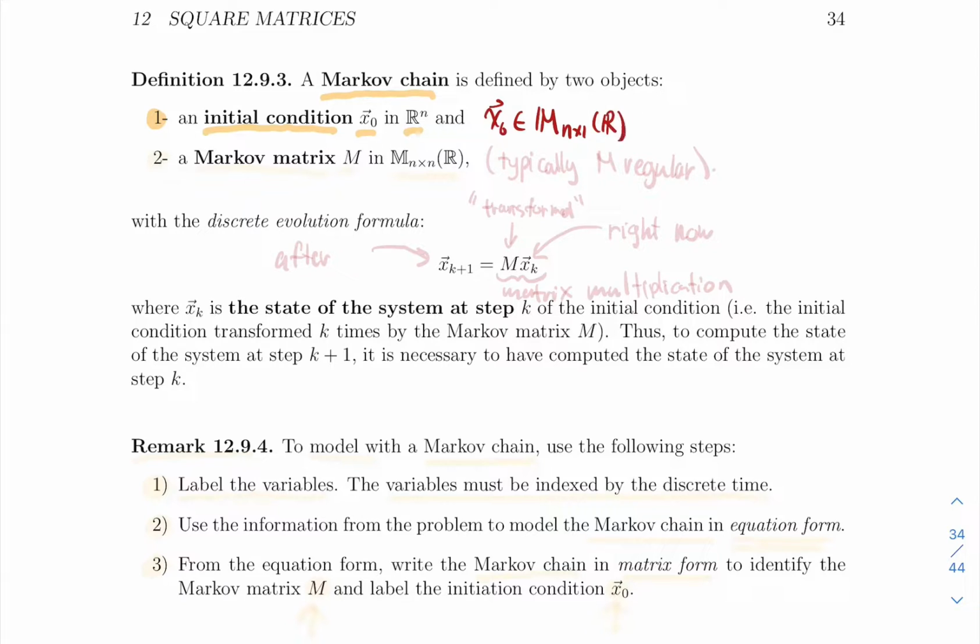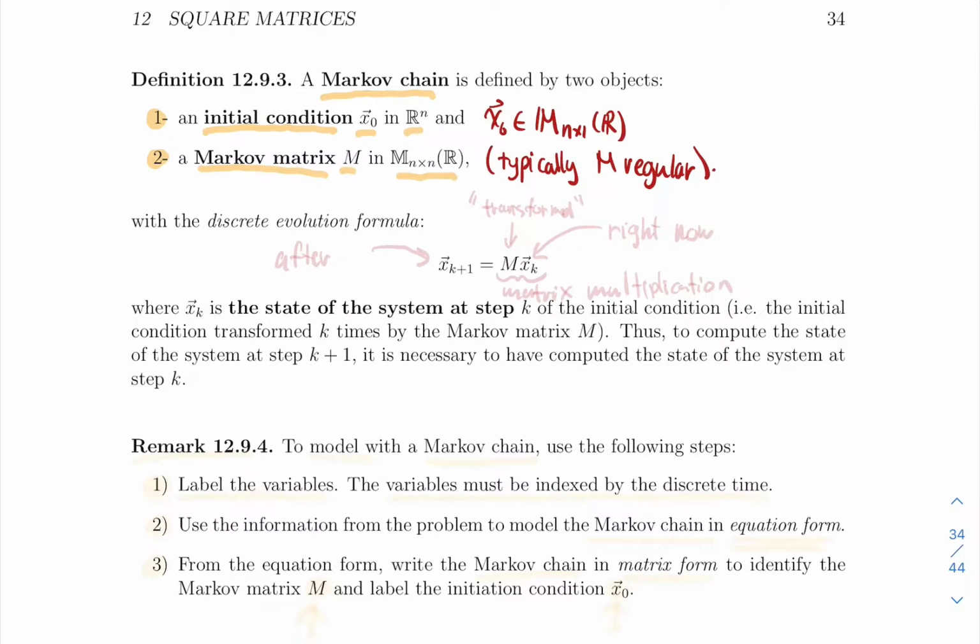one column. And the next thing that defines mathematically a Markov chain, probably the most important part, is the Markov matrix M, which is an n by n matrix if you have n variables, using the definition that we just introduced in the first part. On top of it, for most examples, typically the Markov matrix is going to be regular.